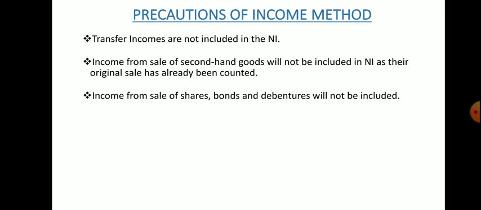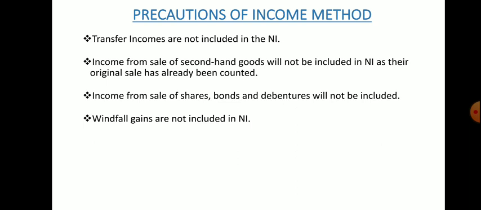Why? Because these shares, debentures, bonds are the same thing. Every second, every minute, there is an exchange of shares and bonds. Someone is purchasing, someone is selling. So if you consider the selling price of these, you will be estimating wrong information, because maybe it is being sold for the second time, or the third time, or maybe the 20th time. Okay, so this type of thing we should not include.